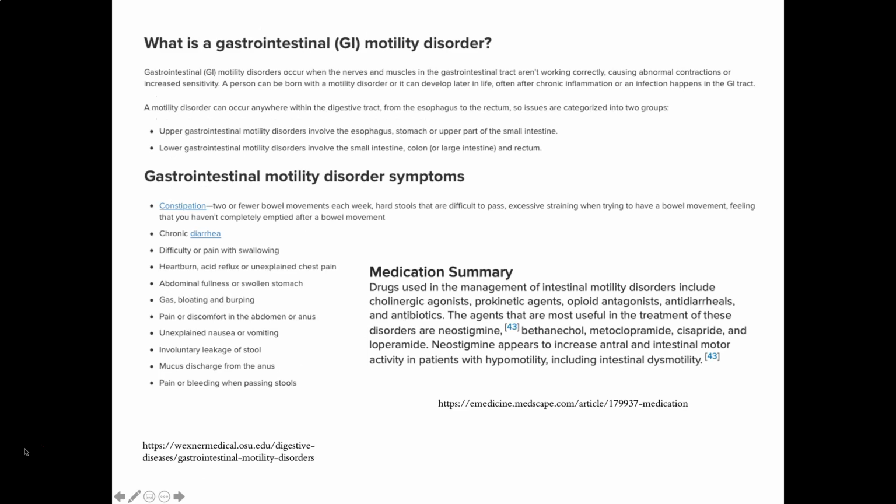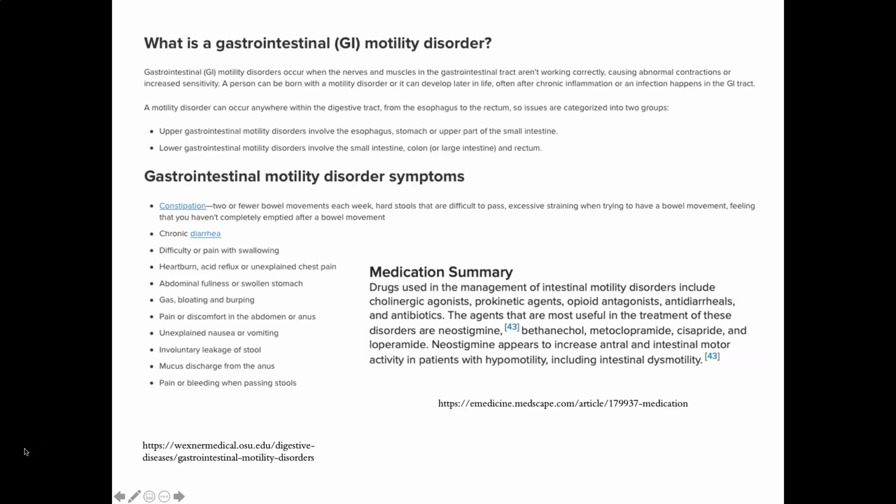Moving on to GI motility disorders. These occur when the nerves and muscles in the GI tract aren't working correctly, causing abnormal contractions or increased sensitivity. A person can be born with a motility disorder, or it can develop later in life, often after chronic inflammation or an infection happens in the GI tract. A motility disorder can occur anywhere within the GI tract, from the esophagus to the rectum.